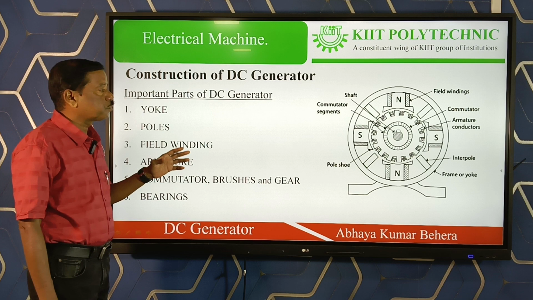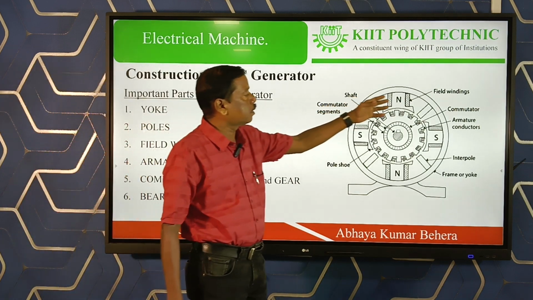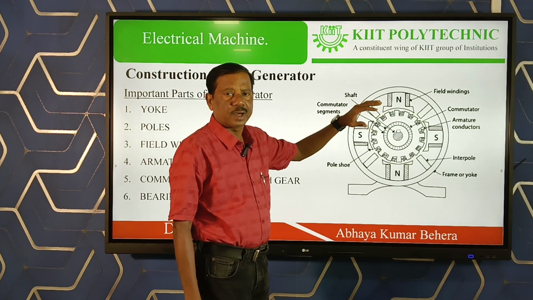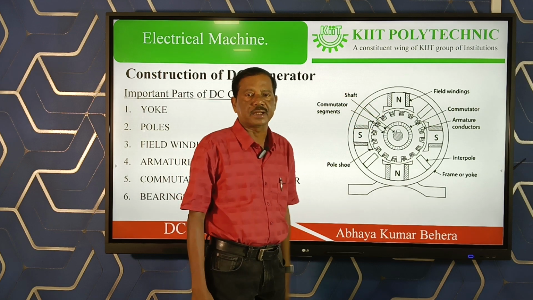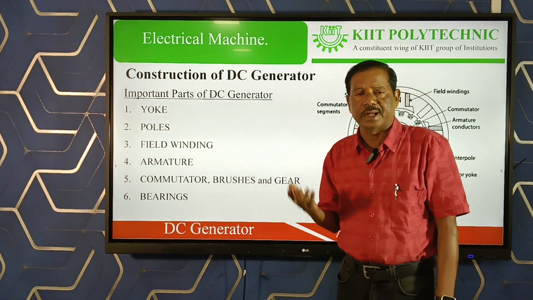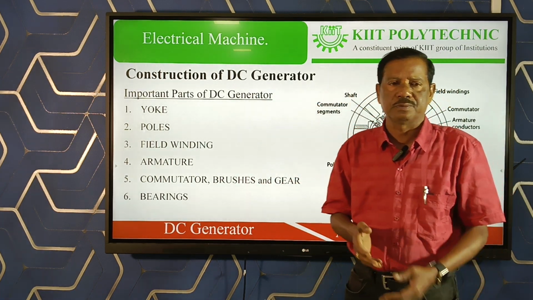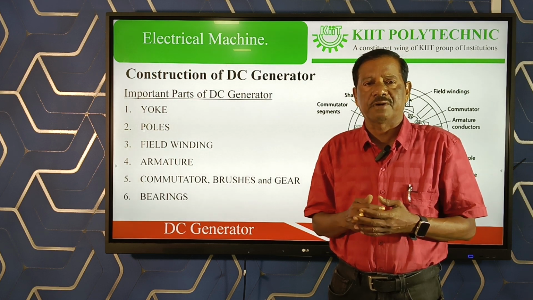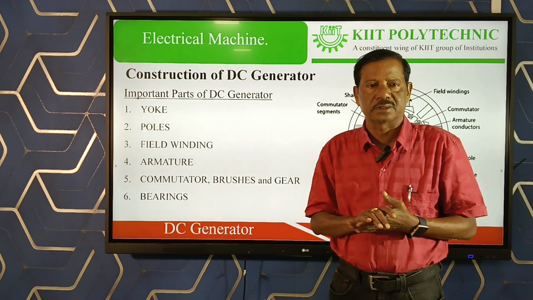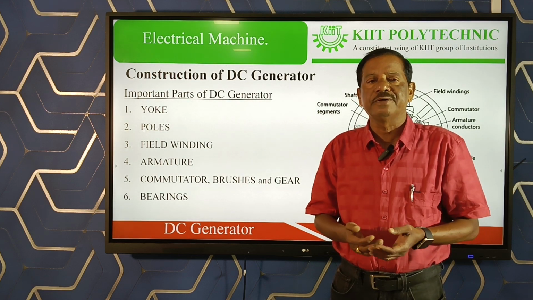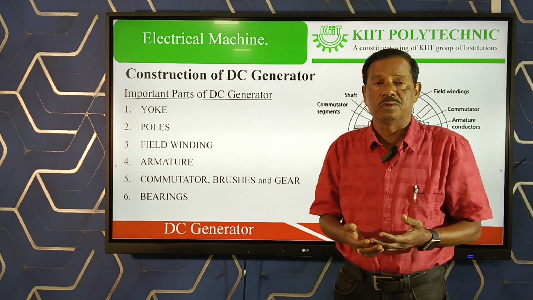There are various parts, as shown in this diagram. They are mainly divided into two parts: one is called the stationary part, another is called the rotating part. The principle behind the conversion is Faraday's law of electromagnetic induction, so we need a magnetic field, and to get a magnetic field, we need a magnetic pole.